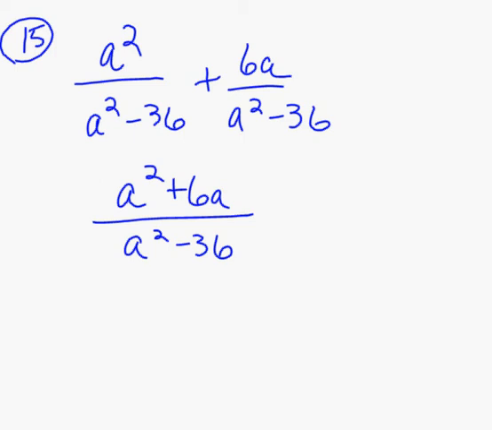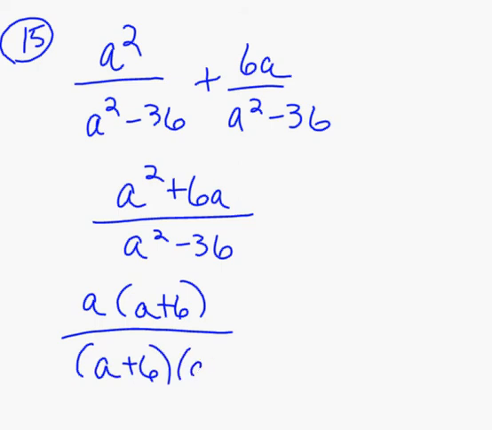The numerator factors to a times a plus 6, and the denominator is a difference of squares, which factors to a plus 6 times a minus 6. Now, as I'm doing these problems, I'm not going to spend time showing you how I get to the factors. So if you're having trouble keeping up, just put the video on pause, go do your factoring process, and then come back and see if you're getting the same thing that I am.